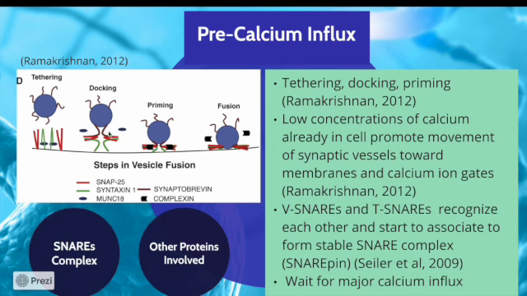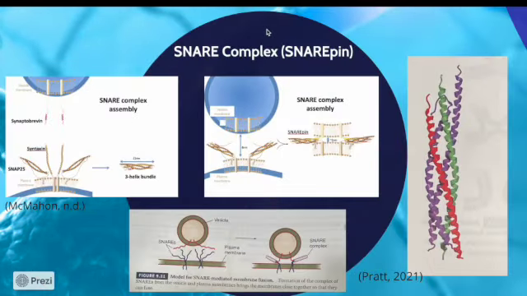Docking: they start to form this complex known as the SNARE pin complex. And then priming: these chaperone proteins come down, clamp down, and anchor them, promoting the stress and rearrangement of the membranes to prepare for fusion. At that point, they're just waiting for the major calcium influx that's going to allow the fusion to happen. So let's take a closer look at that.